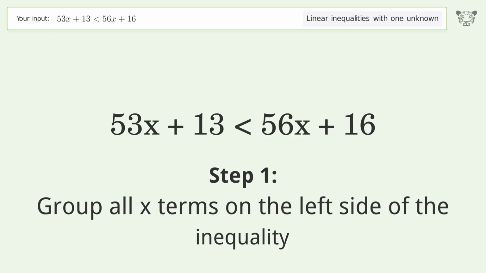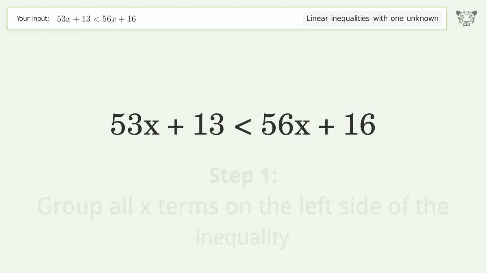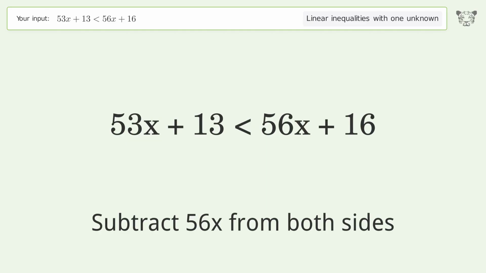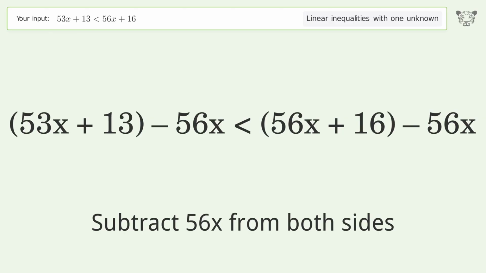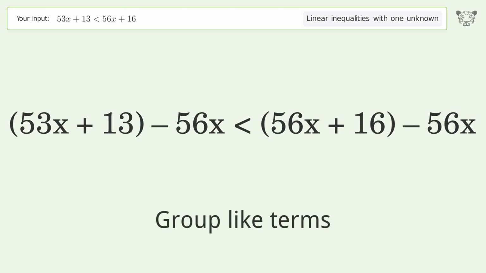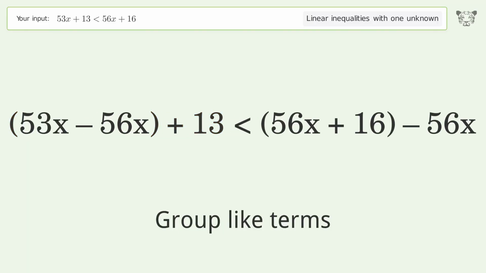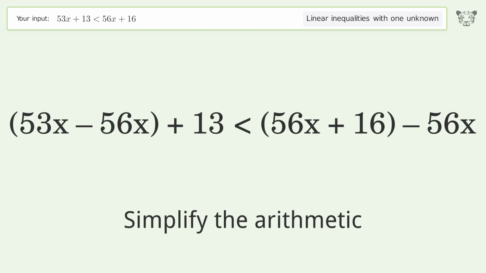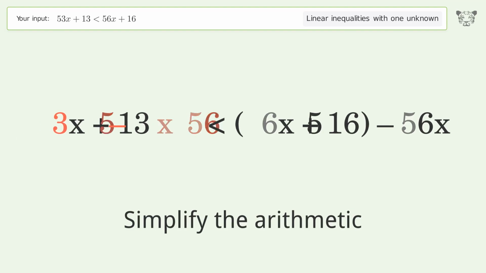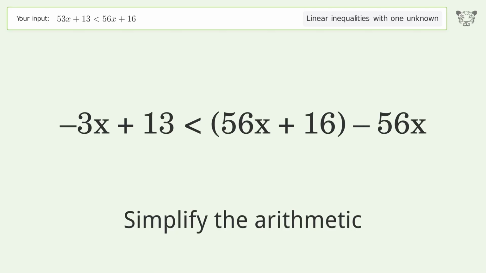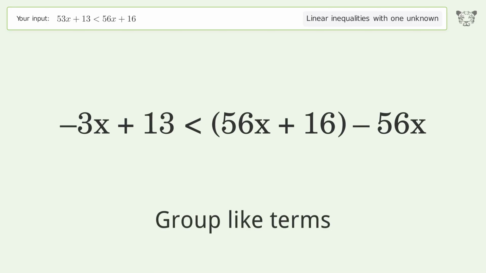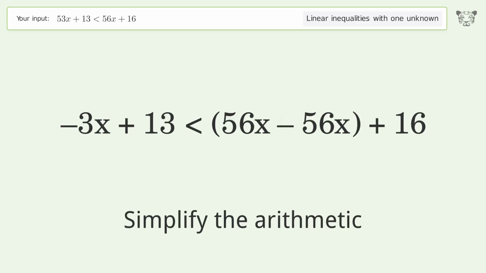Group all x terms on the left side of the inequality. Subtract 56x from both sides. Group like terms. Simplify the arithmetic. Group like terms. Simplify the arithmetic.